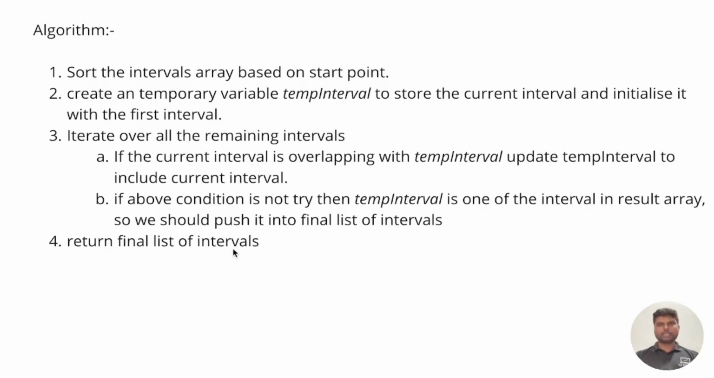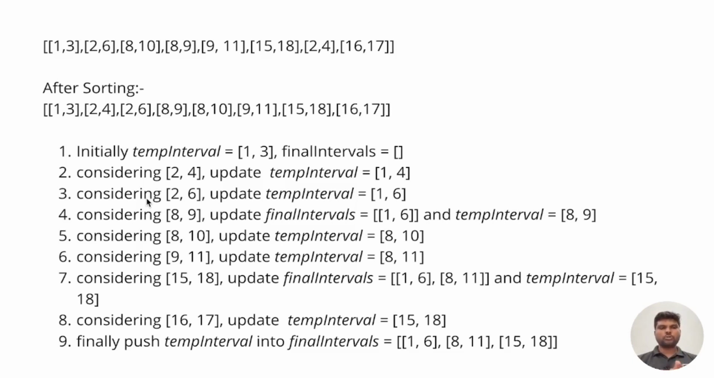So now let's go over the algorithm step by step. We got this input array. After sorting it, we get this array as an output. Initially we will consider a temp interval, which will be the first interval in the input array. And we will also create another variable called final intervals, which we will use as a resultant array.